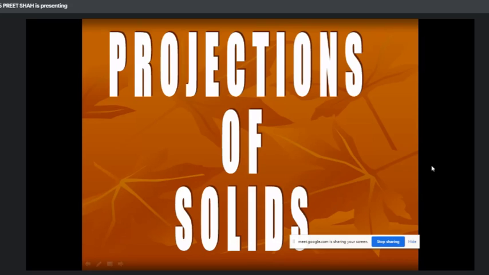Length and width we have discussed in the plane, but in a solid we discuss the length, width and height. So there are three dimensions we are discussing in projection of solids here. Now, the methods are similar to the projection of planes.